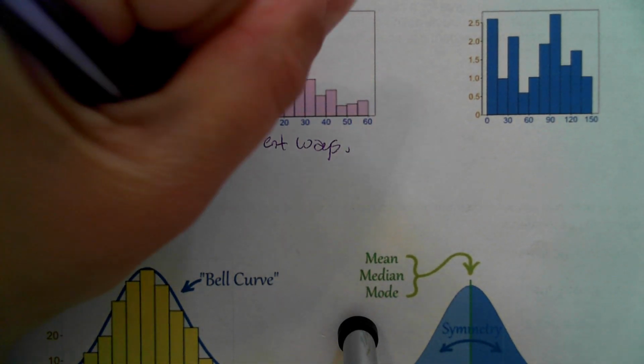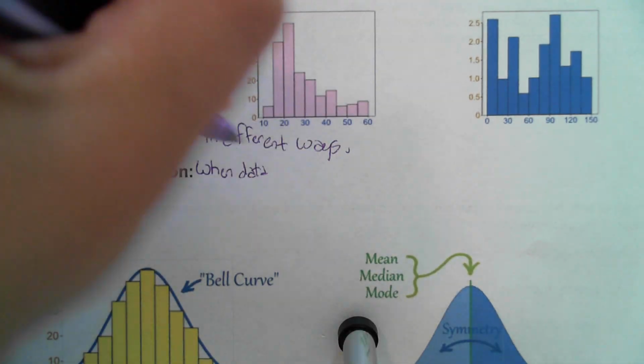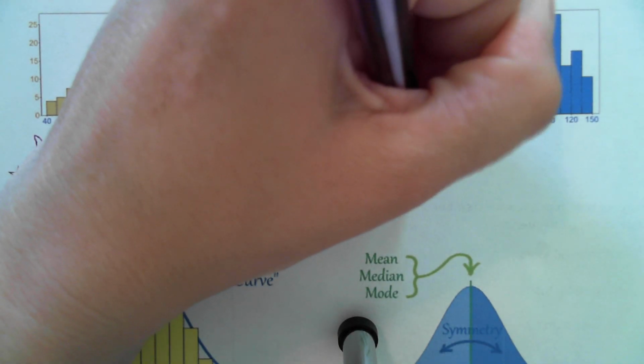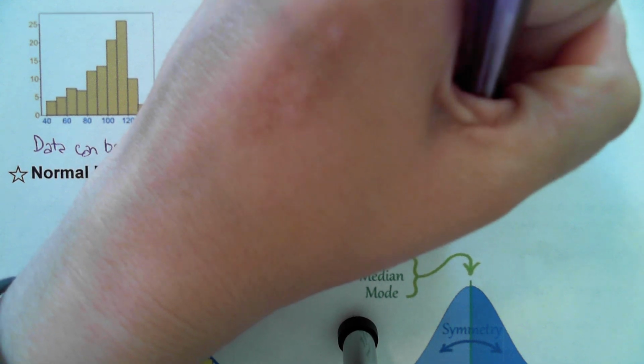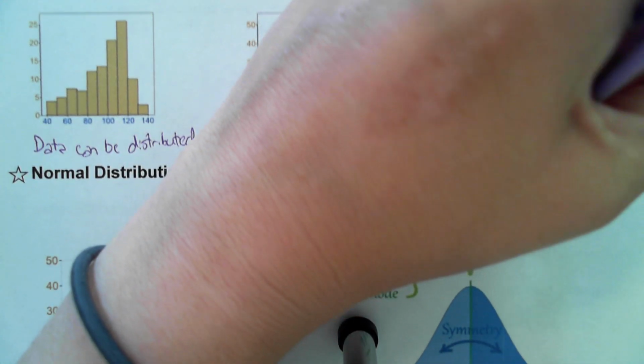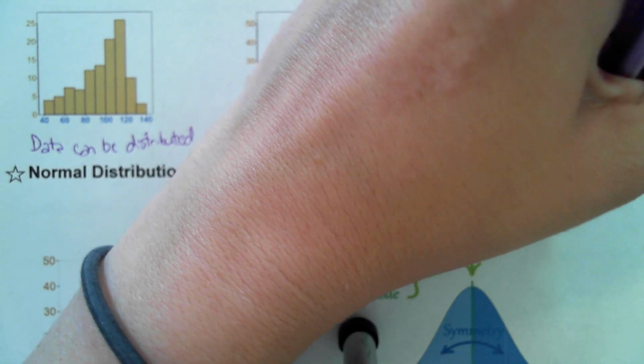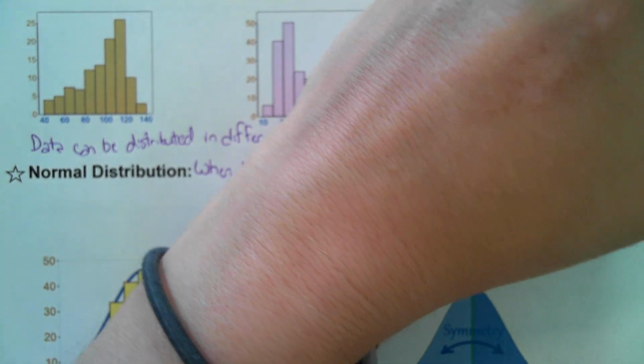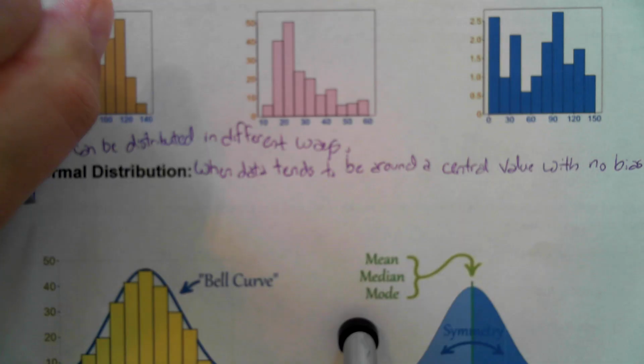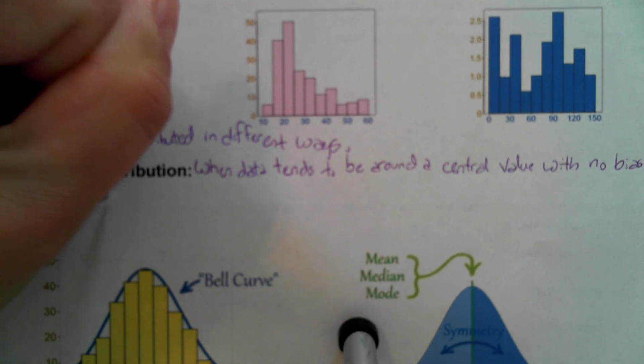So normal distribution occurs when data tends to be around a central value with no bias left or right.